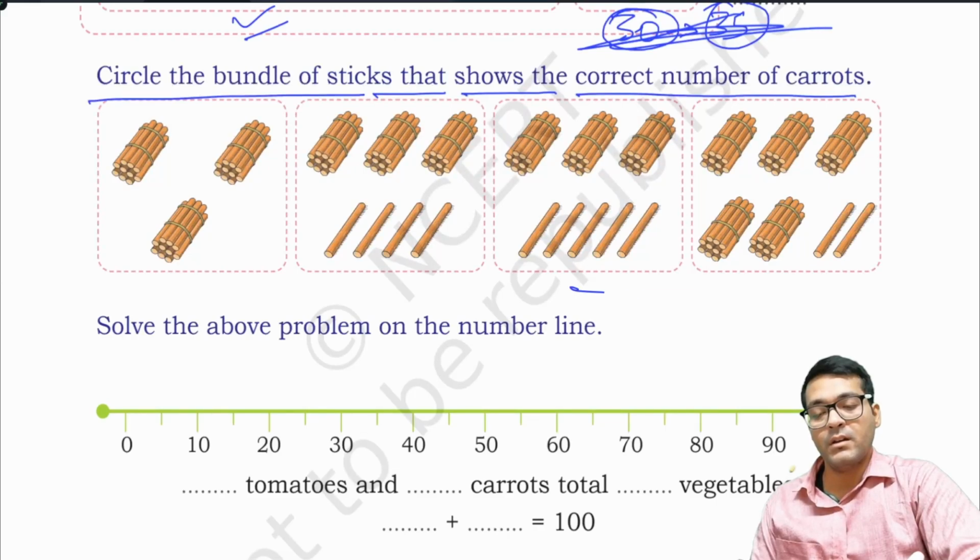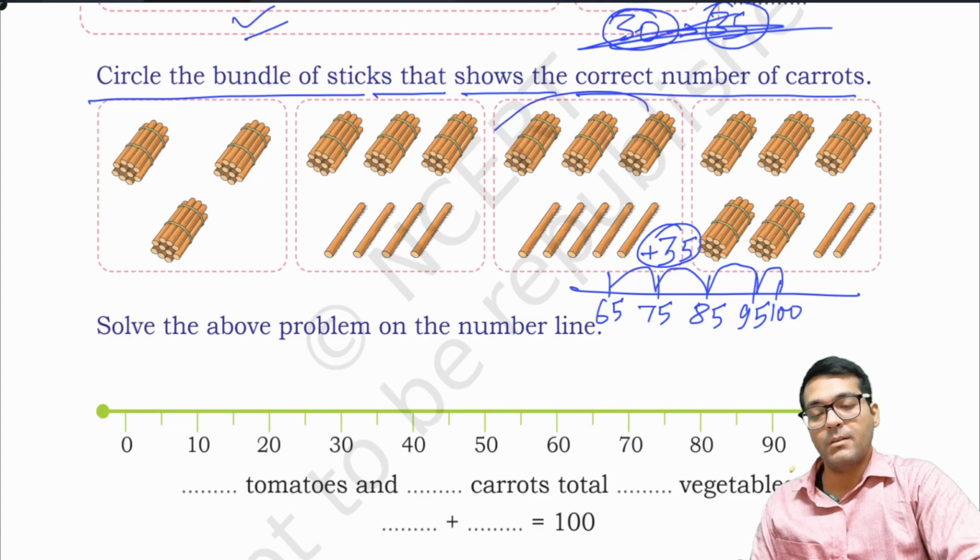For getting 100 from 65, that is 65, then 10, 75, then 10, 85, then 10, 95, and then 5. That means 10, 20, 30, and 5. That means 35 is the correct answer. You have to move 35 from 65 to get 100. That means this one is the correct answer.